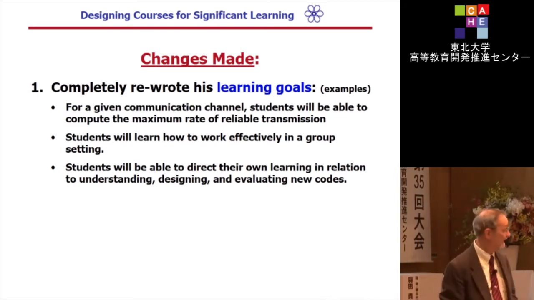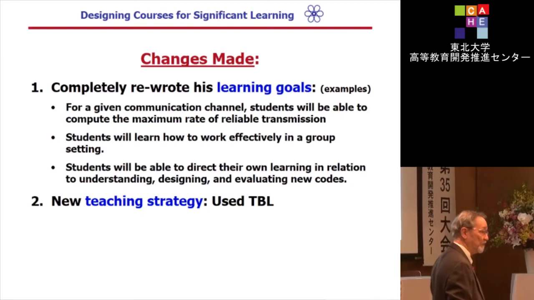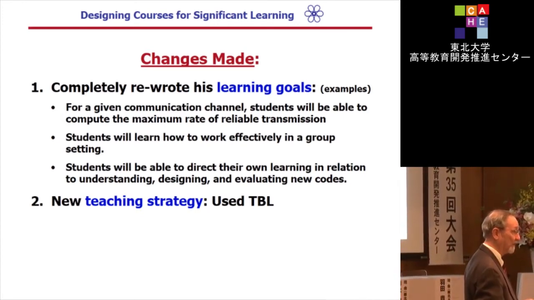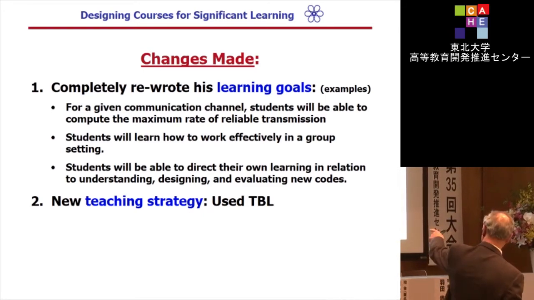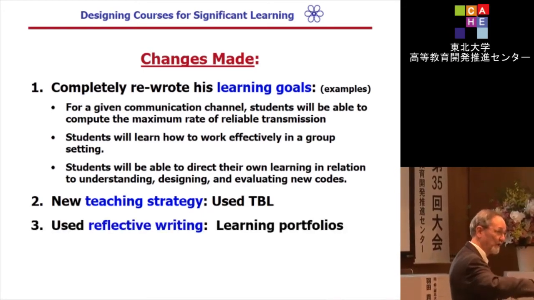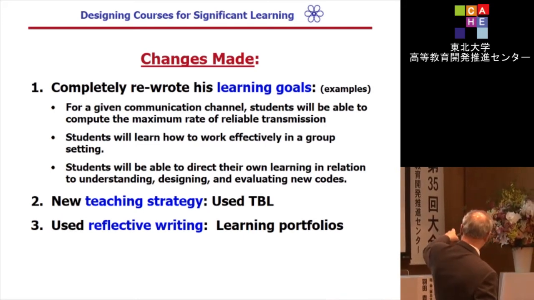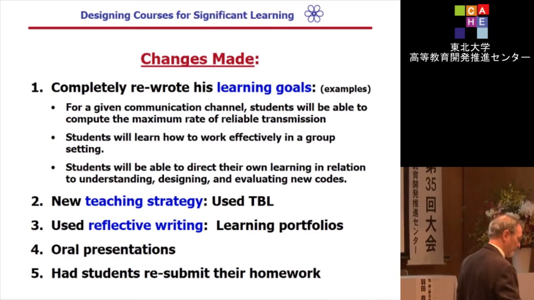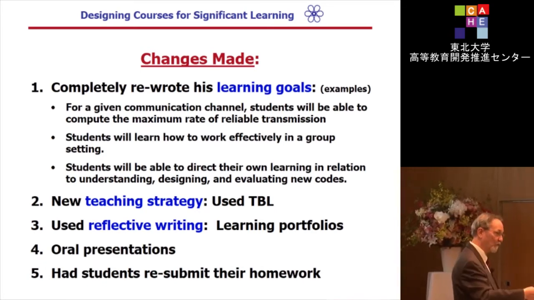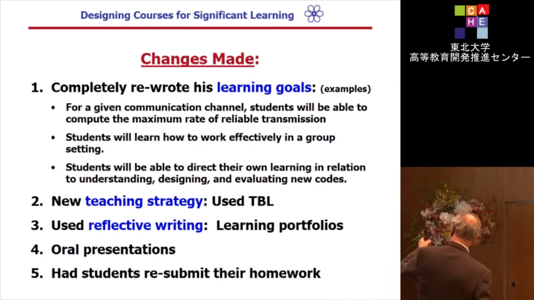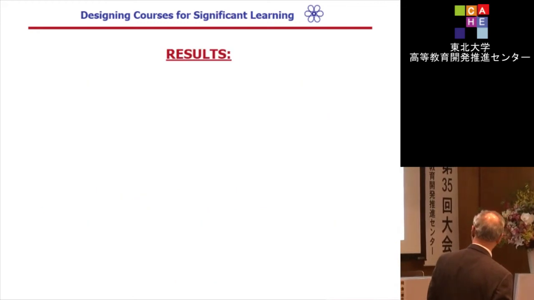Okay. Next thing he did was he used a new teaching strategy. That was the part I flipped through. He used a thing called team-based learning, where you use small groups in a powerful way. He used reflective writing, where students reflect on how they're learning, not just what they're learning, but how they're learning, and put it in a thing called a learning portfolio. Made oral presentations, and finally, a little bit of a twist on the assessment. He had them turn in their homework, and if they didn't get it all right, they could redo it for a better grade. Okay? He made those changes, and what happened?